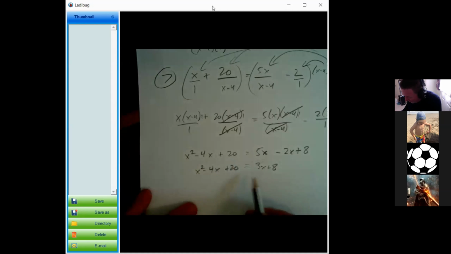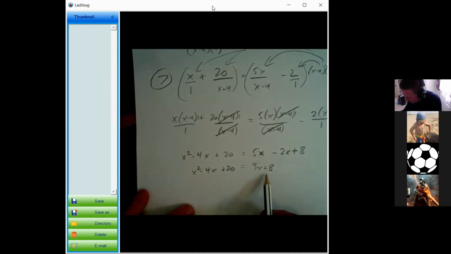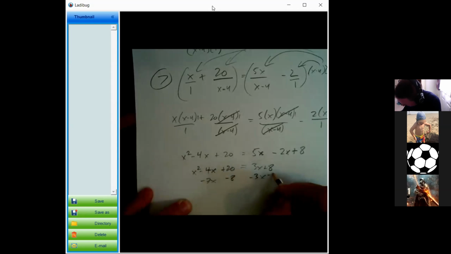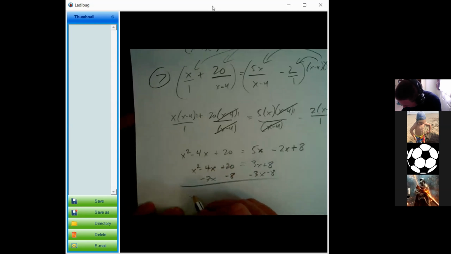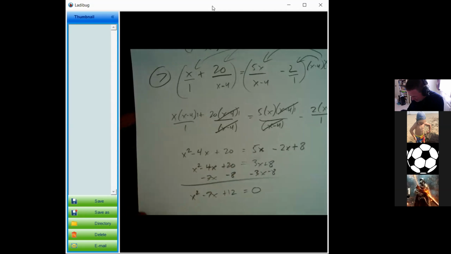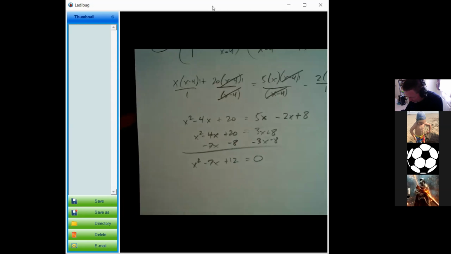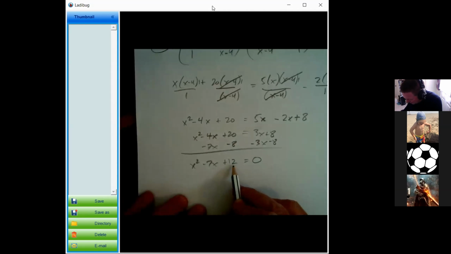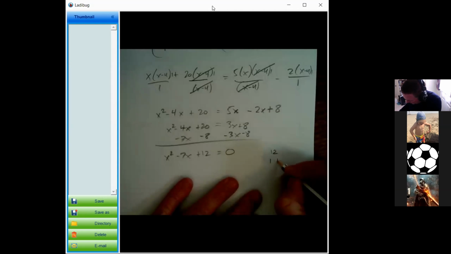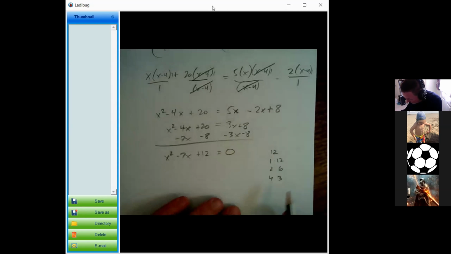And now with quadratics, you might remember we want to set these equal to 0 if we can, and we'll either factor it or we'll use the quadratic equation. Do you remember doing that? Okay, so we're going to go minus 3x on both sides and minus 8 on both sides. So now we have x squared minus 7x plus 12 equals 0. You with me still? Yes, sir. Okay. This looks factorable because I think 12 has factors that add up to -7, right? Look at factors of 12. You've got 1 and 12. You've got 2 and 6. You've got 4 and 3, right? 4 and 3 adds up to 7.